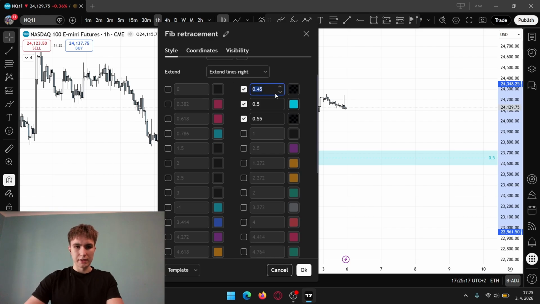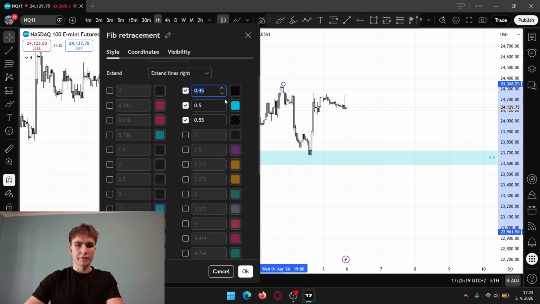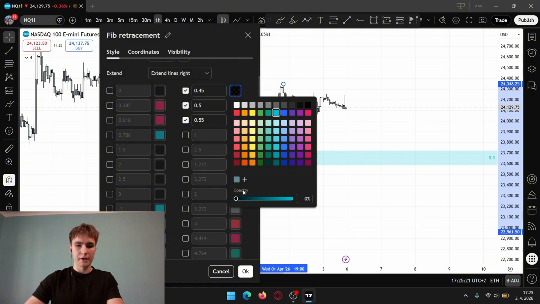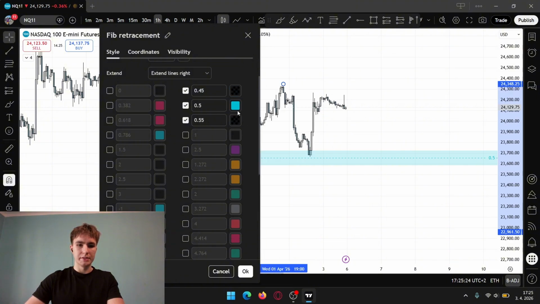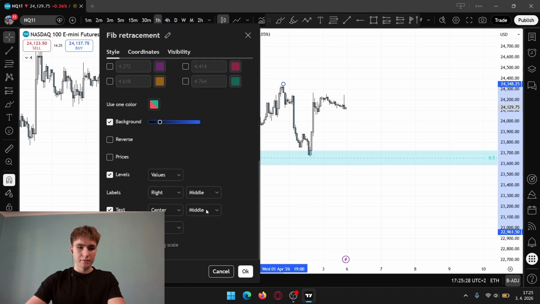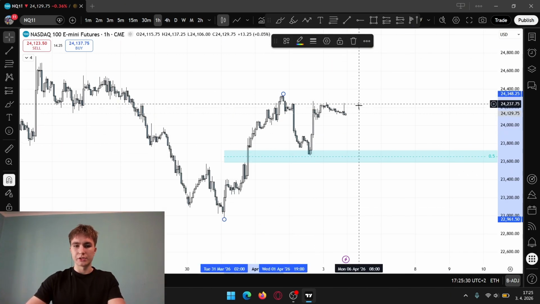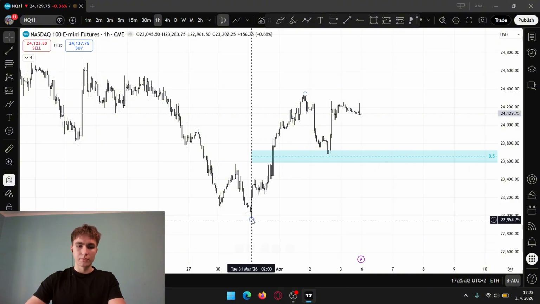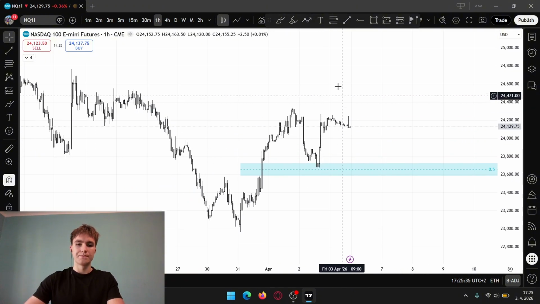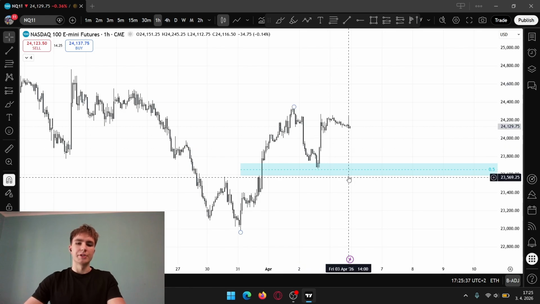These are my settings. I have the 0.45, 0.5. I have this set to opacity 0, this one to 100, and just like that. You can copy these settings and take screenshots. Price goes back to fair value and continues to push again.